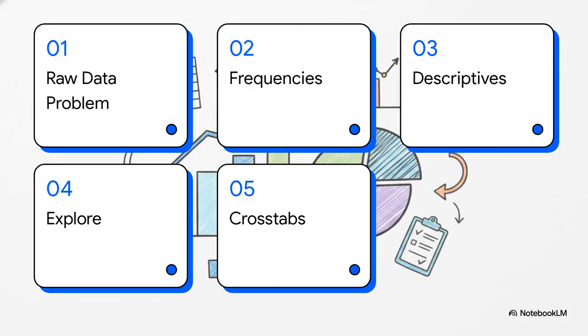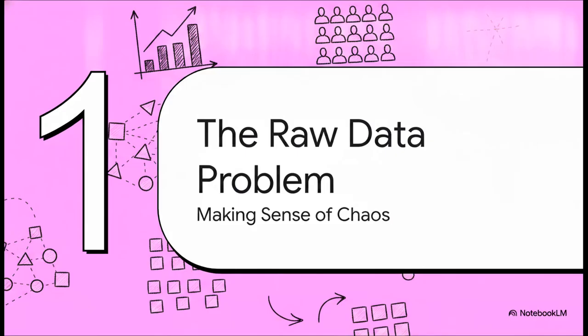Here's our quick roadmap for making sense of it all. First, we'll look at the raw data problem, and then we're going to unlock 4 specific tools: frequencies, descriptives, explore, and finally, crosstabs. Okay, Section 1, the raw data problem, making sense of chaos. To make this super practical for us, we're going to stick with one specific case study throughout this whole explainer, a data set of exactly 20 employees.